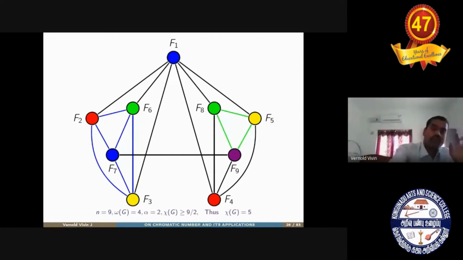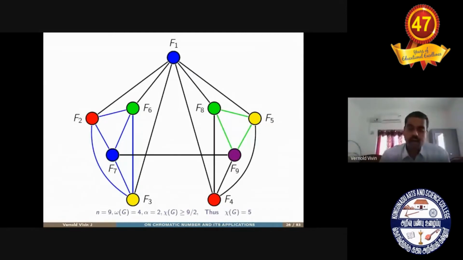So these are the 2 vertices which you can accommodate in the vertex independent set. Either you can go for F1, F7. Otherwise, if you don't want F1 and F7, you can go for F1 and F9. At the maximum, you can only accommodate 2 vertices.